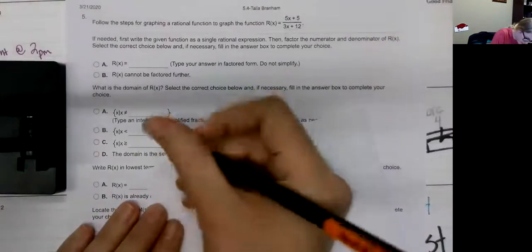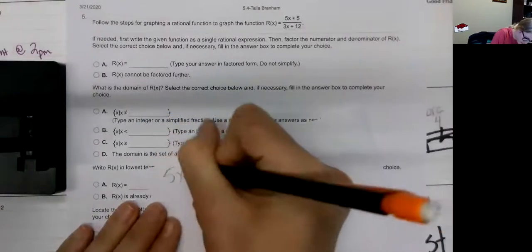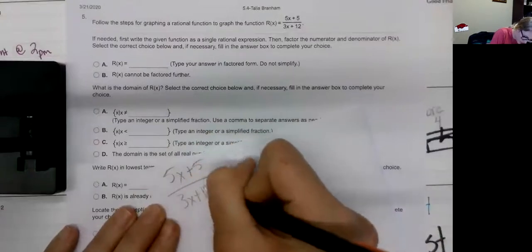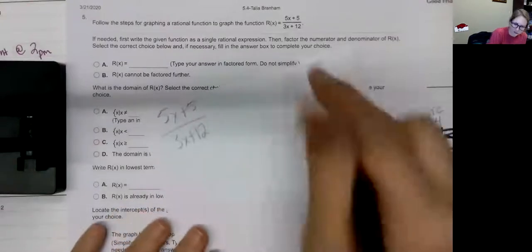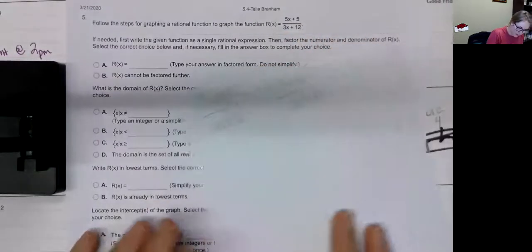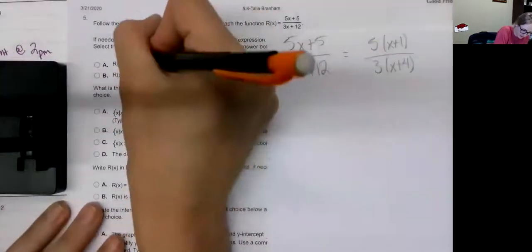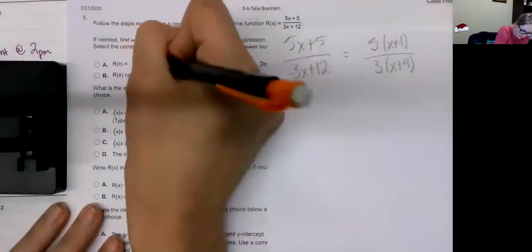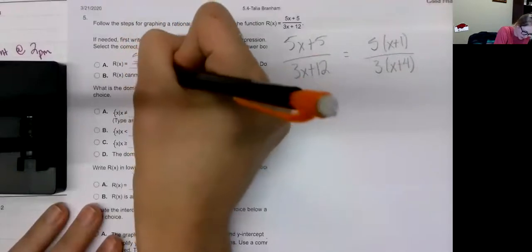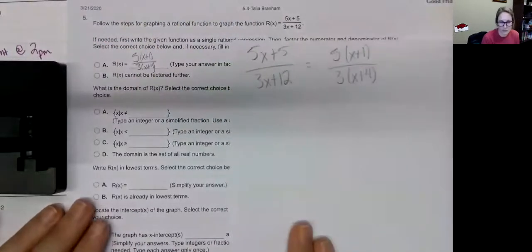So we have (5x + 5)/(3x + 12). We can factor something out of this one, so it would be 5 on the top, which would leave us with x + 1. We'd factor 3 out on the bottom, which would leave us with x + 4. And that would be our answer to this first one. But none of that cancels, so it just stays like that.